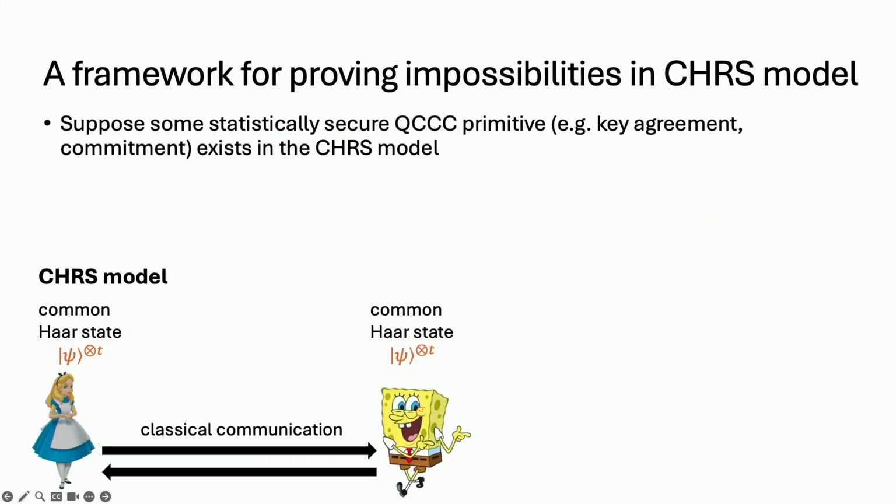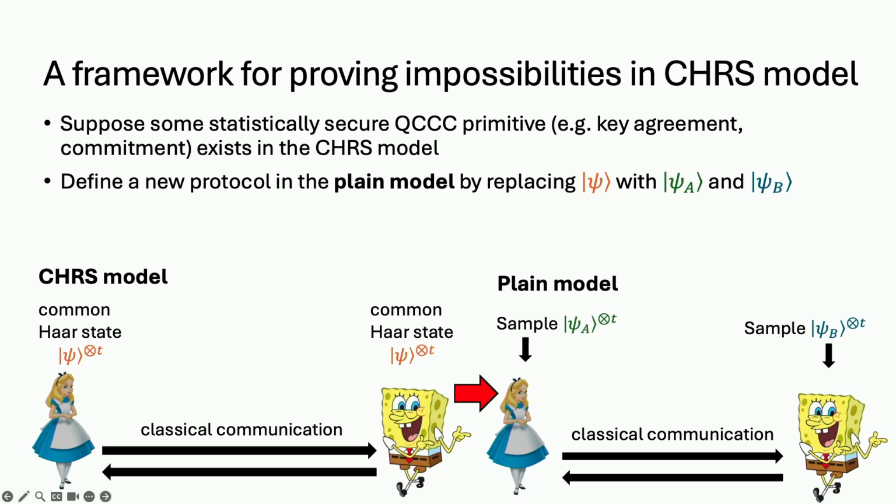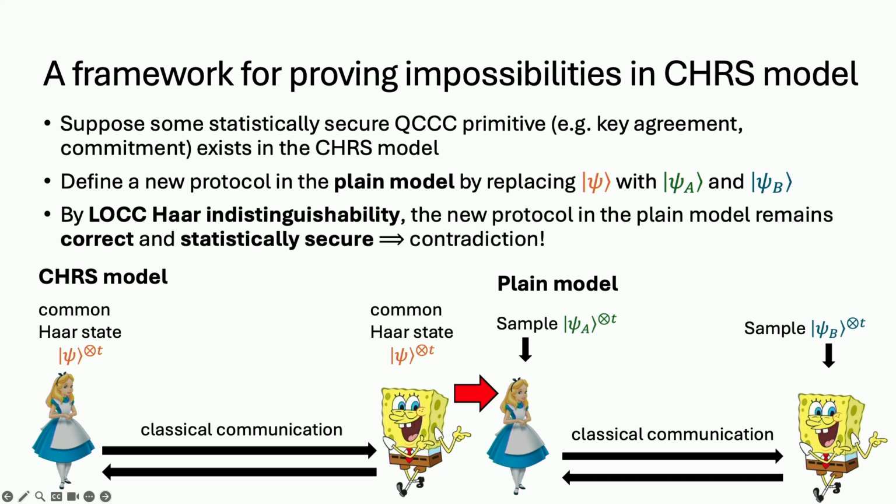So this provides us a framework for proving impossibilities in the CHRS model. Let's say we want to prove the impossibility of some statistically secure QCCC primitive. Then for contradiction, we'll assume such a protocol exists. Then we can define a new protocol in the plain model simply by replacing the common Haar state with two independent Haar states, psi A and psi B. Because now they are independent, Alice and Bob can sample the Haar states by themselves. And by the LOCC Haar indistinguishability, this new protocol in the plain model remains correct and statistically secure. But this is a contradiction. So that's how we prove the impossibility in the CHRS model.